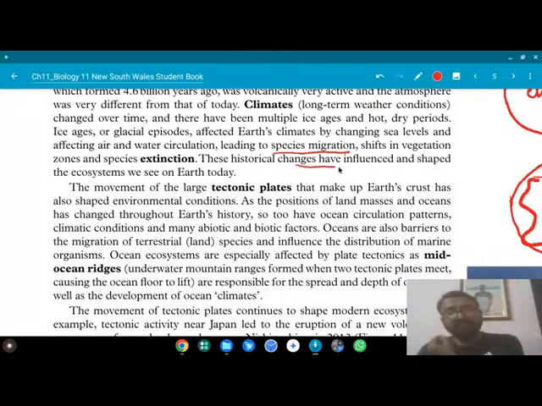Everything has influenced the shape of today's ecosystem of the Earth. The movement of the large tectonic plates that make up Earth's crust has also shaped environmental conditions. If the tectonic plates are not settled down, then automatically the environment and ecology, everything, will change. The position of land masses and oceans has changed throughout the Earth's history, so the ocean circulation patterns are totally different.